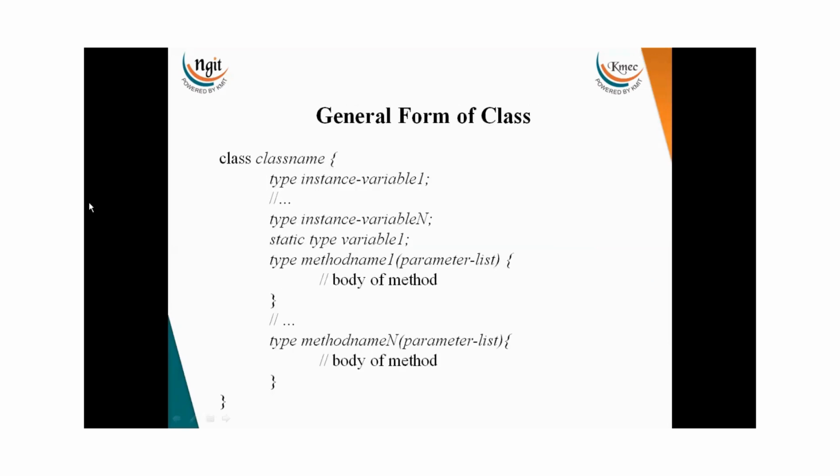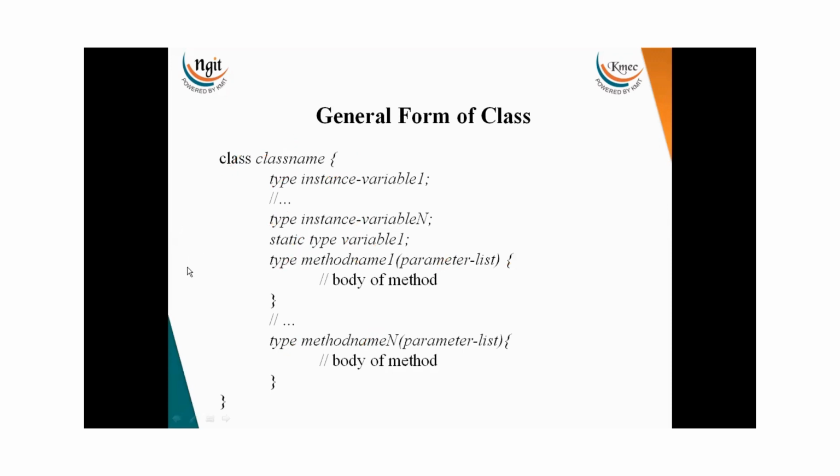Here you can see a simple syntax of the class name, and the type of the instance variables from 1 to n, right? Then static variables, then type of methods with parameters. Parameterized methods are allowed, and non-parameterized methods are also allowed. Then you need to write the body of the method. This is the first method. This is the way you can take n number of parameters and n number of methods within the class. This is a simple syntax for the class.